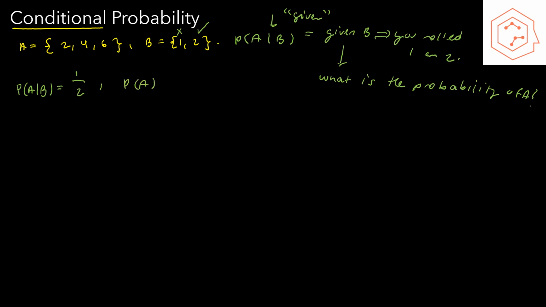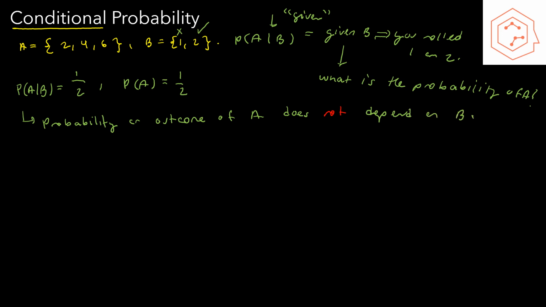Now we can remember that the probability of A was 3/6, or also 1/2. And so the probability of A given B and the probability of A are the same. What this means is that the probability or outcome of A does not depend on event B. And that means A and B are independent. They do not depend on each other.